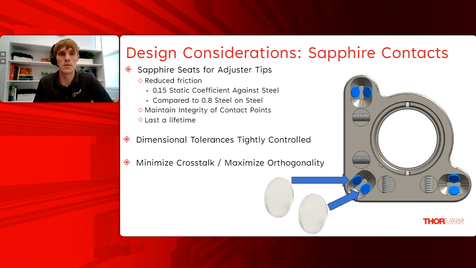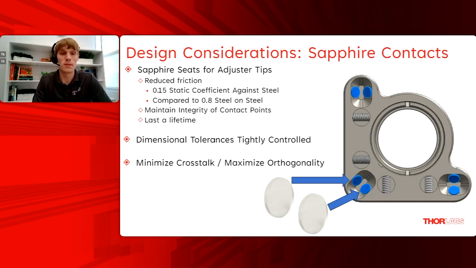The next design consideration is going to be the sapphire contact pads, or points of contact from the adjuster screw to where it hits the front plate, shown here, of your kinematic mirror mount. The sapphire itself reduces friction since it has a much lower coefficient of static friction against steel, and it maintains the integrity of those contact points. We've actually tested mounts from 15 years ago that are still used in testing today. And the contact pads where the ball tips of your adjuster screws hit those sapphire plates haven't deteriorated in performance from wearing out those pads. So if it can last 15 years, these contact pads will last a lifetime.